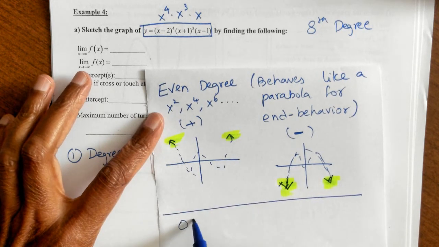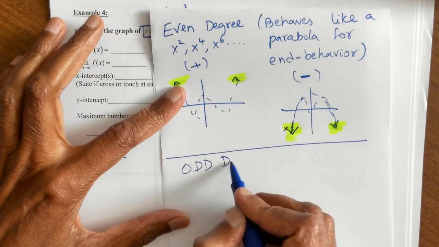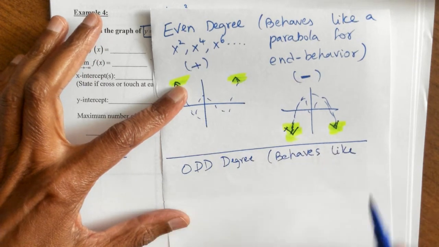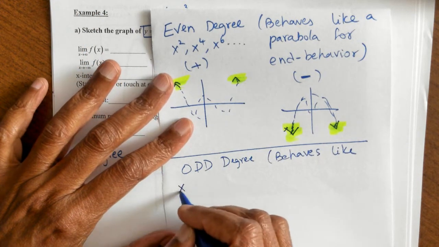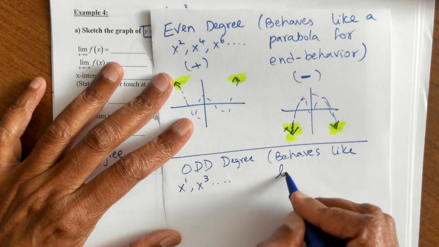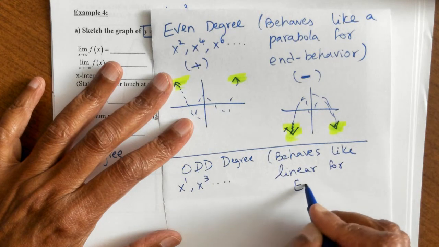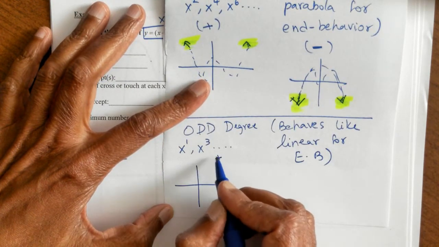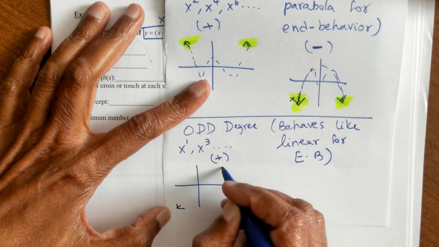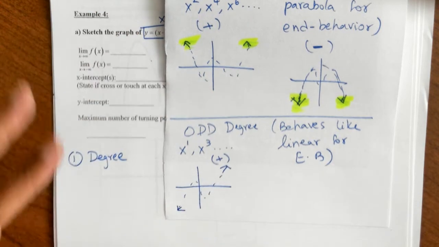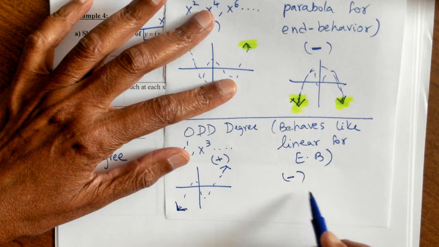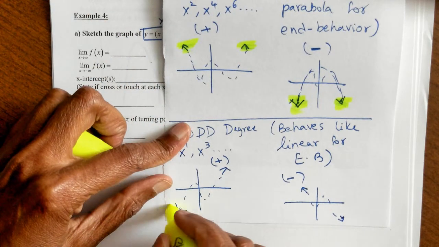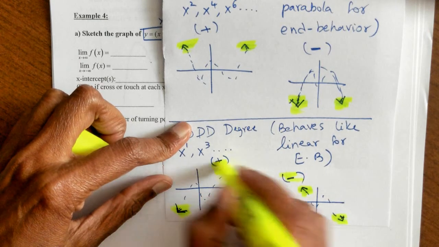Okay, now let's look at if it's an odd degree. An odd degree polynomial behaves like the simplest odd degree function, which is x to the first, x cubed, and so on. The simplest one is linear. Again, only for end behavior. So how does an odd degree, x cubed, x fifth, behave? If the leading coefficient is positive, it's going to start here, end here. I don't know what happens in between. It could even just be a straight line, but it starts here and ends here. And if it is negative, it starts here and ends here. Again, I don't know what happens in between, but what you're concerned about is the end behavior: where does it start, where does it end, for positive and for negative?